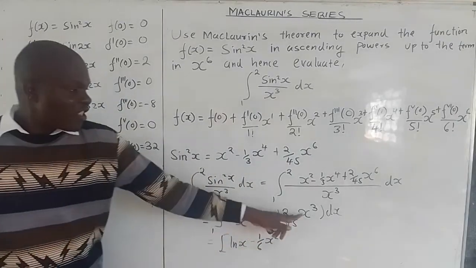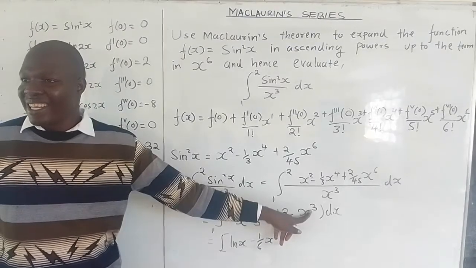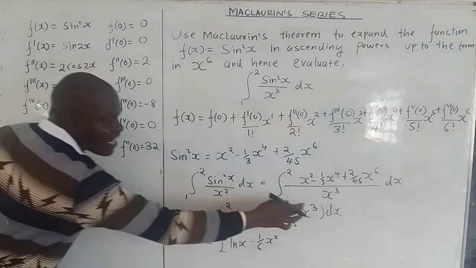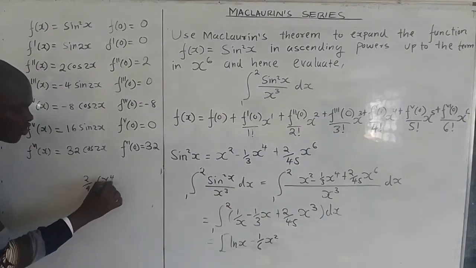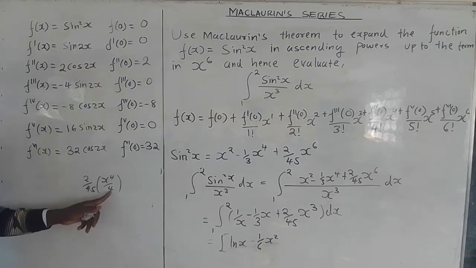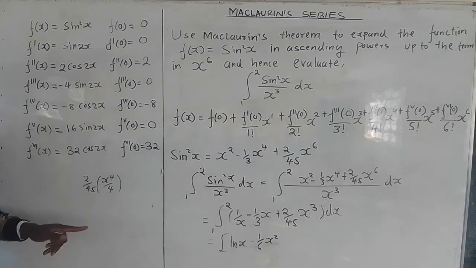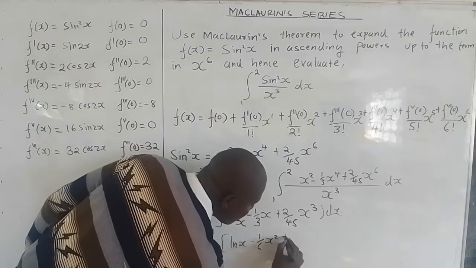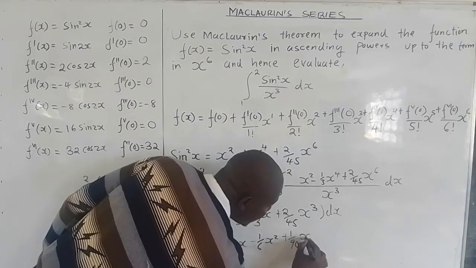If you go to this x cubed, this is a polynomial, isn't it? So we have 2 over 45 outside, then inside, if I integrate x cubed, I get x raised to power 4 over 4. So 2 over 45 divided by 4, because 4 is in the denominator. Is that okay? 2 over 45 divided by 4 is 2 over 180, which is 1 over 90. You get 1 over 90 times x to power 4, so it is plus 1 over 90 x raised to power 4.